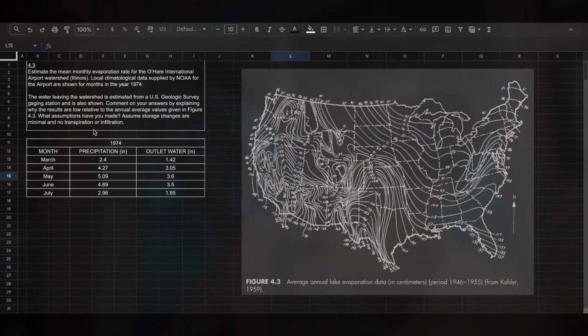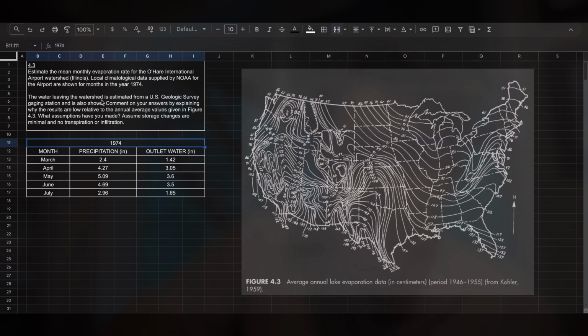In 4.3 we are asked, estimate the mean monthly evaporation rate for the O'Hare International Airport watershed in Illinois. Local climatological data supplied by NOAA for the airport are shown for months in the year 1974. So what is that saying is, this is the precipitation, this is supplied by NOAA, how much water is raining per month in the year of 1974.